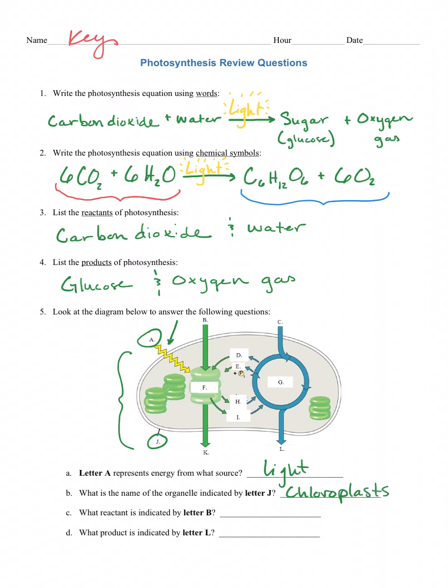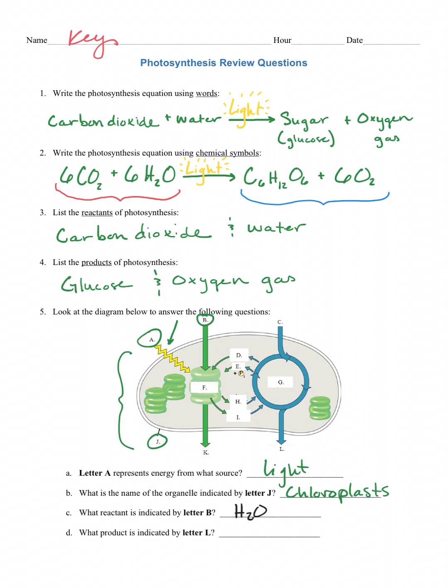Letter C says what reactant is indicated by letter B. So here we're looking for the molecule that is used during the light-dependent reactions of photosynthesis. And in this case, we're looking for water. So we can write down H2O, since that is the molecule that we use as an electron donor during the light-dependent reactions. Next, we're going to look at letter D.